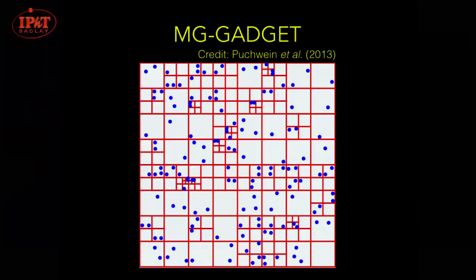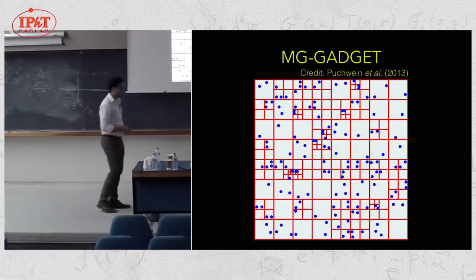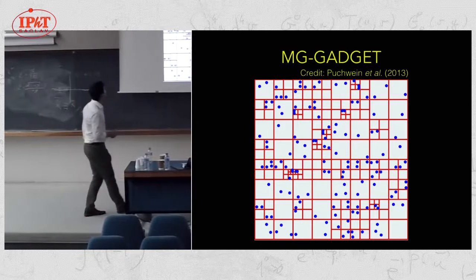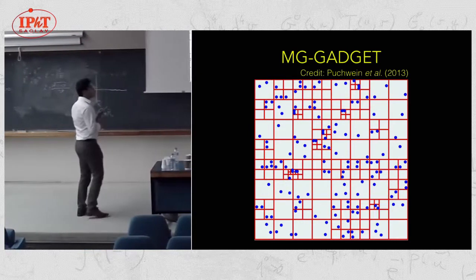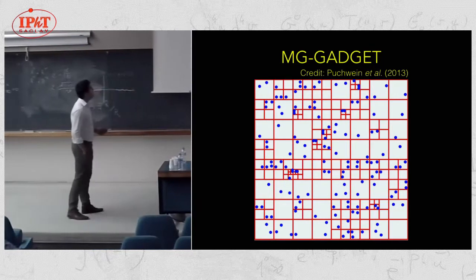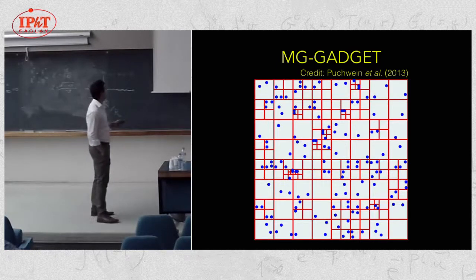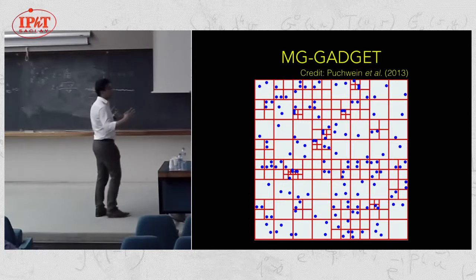So a bit about the code. The code I've used is called MG-GADGET. It was developed by my supervisor, Puchwein, and he's going to be here next week talking about it. But in brief, I'll say a little bit about it. It's implemented as a module within the n-body code GADGET-3, and the way it works is using an adaptive mesh. That's illustrated here. These blue particles are the GADGET n-body particles, whereas these red lines form the space-filling adaptive mesh.